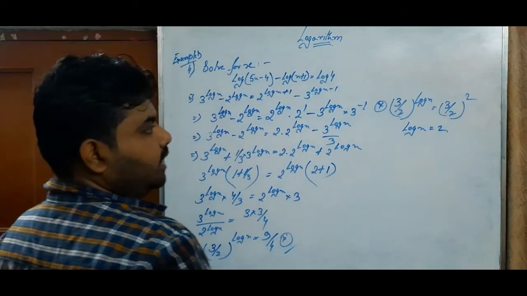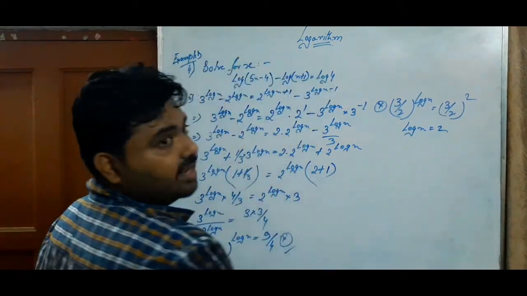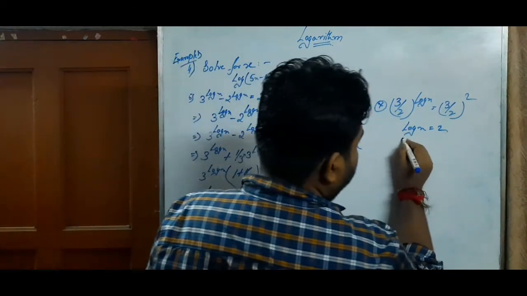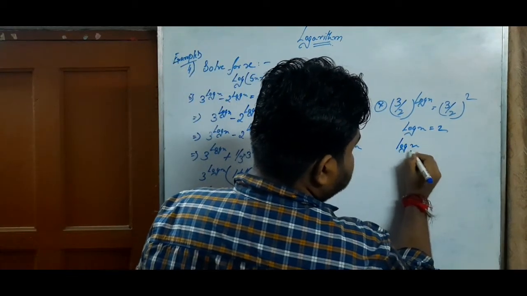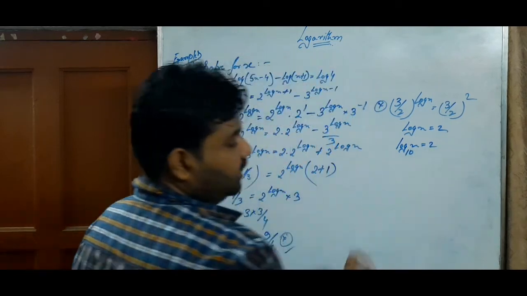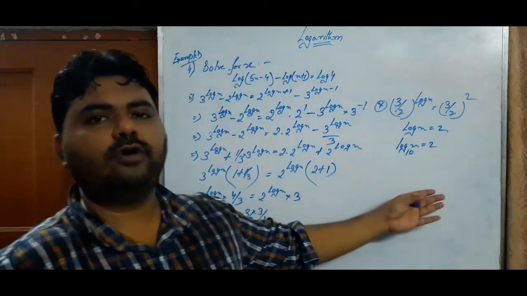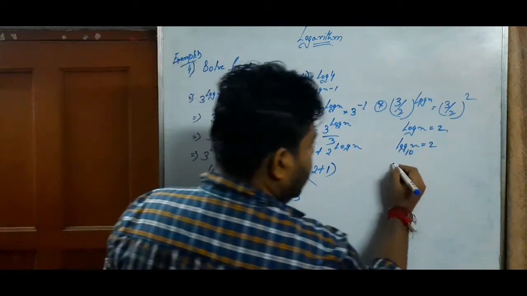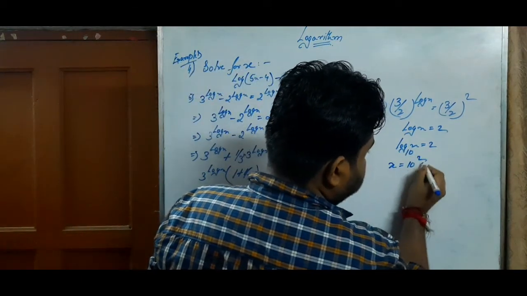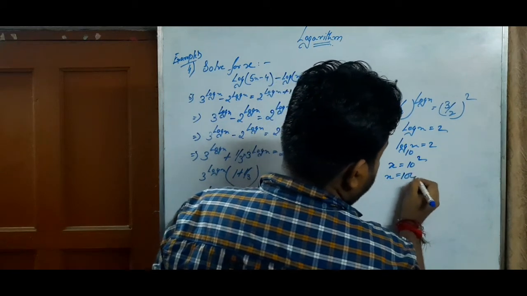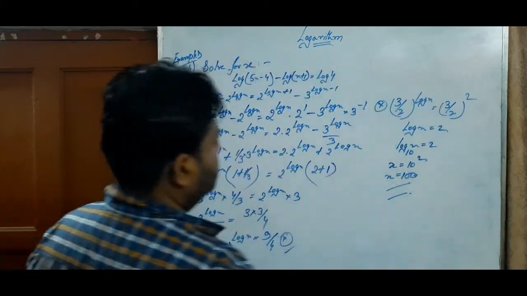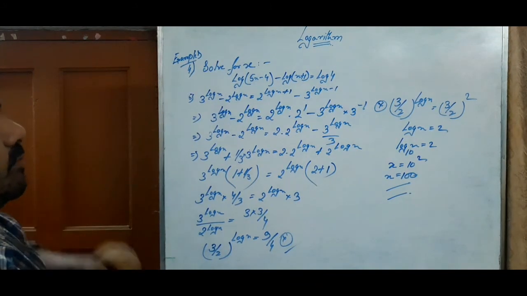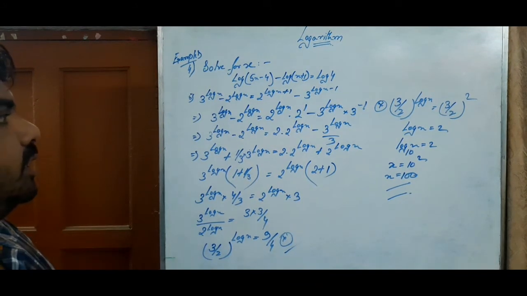We know that up to class 10 we will use 10 as the base. Therefore we can write log x base 10 equals 2. Now we will convert this logarithm function into exponential function. That means x equals 10 square, that is x equals 100. Okay, so this is how we solved the logarithmic function. Now the next one.